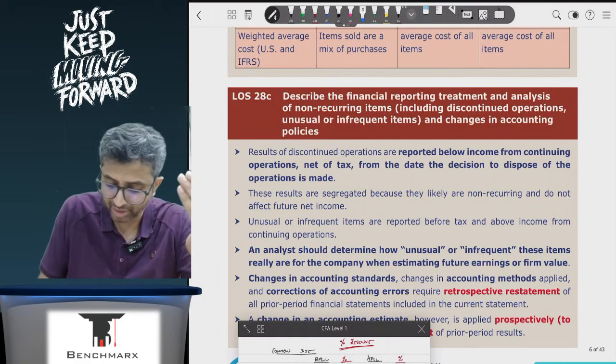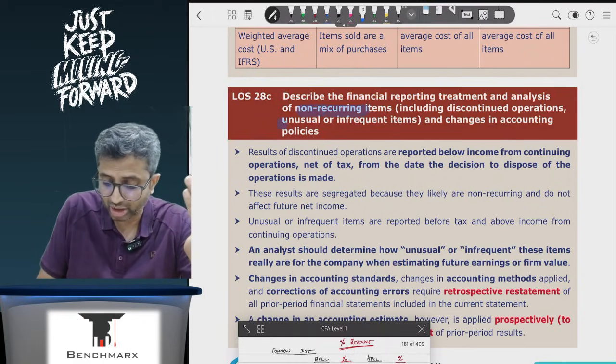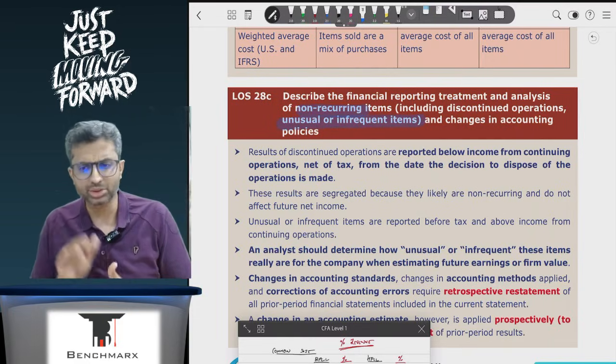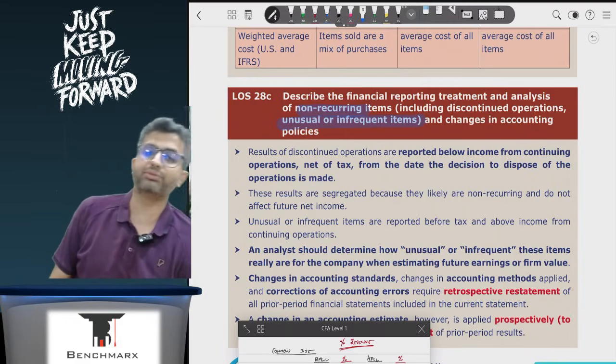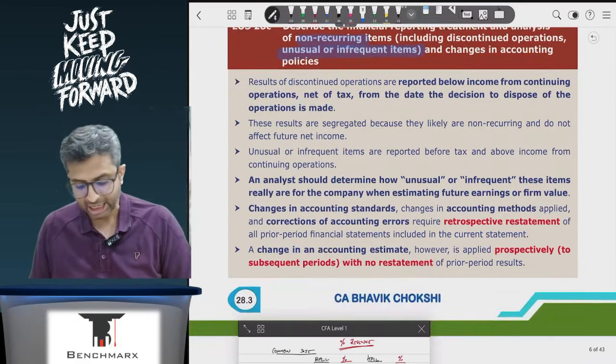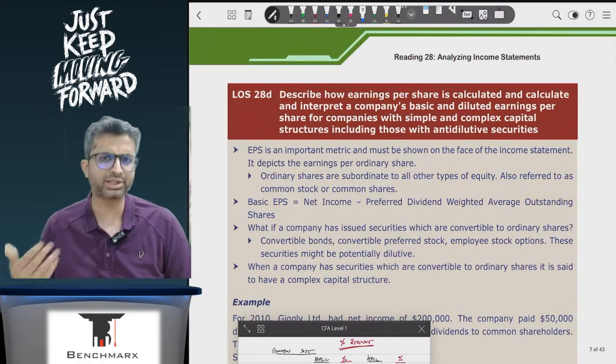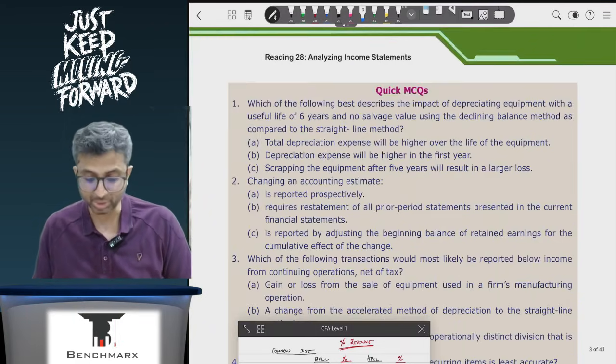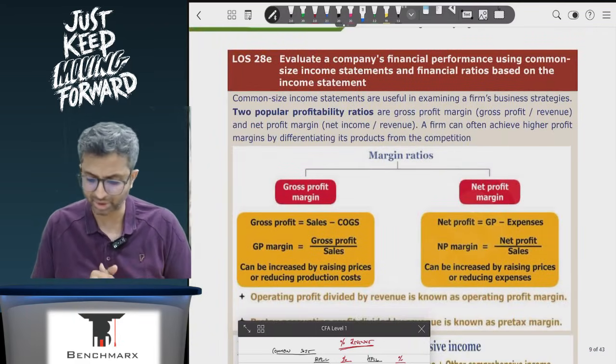These are pertaining to the non-recurring, unusual or infrequent items. We said that we try to study the nature, and most of the time we try to remove the effects of these non-recurring items. Also look at changes in accounting policies and estimates. Then we look at earnings per share. This is something which is very important, basic as well as diluted. You can definitely be asked questions pertaining to that.